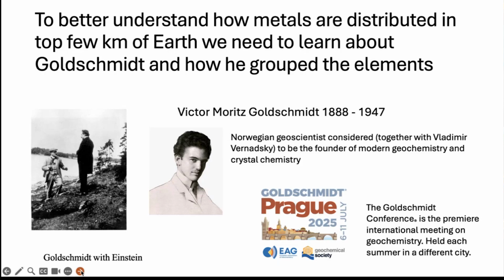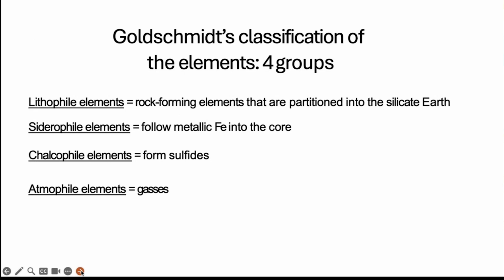Okay, so we're going to learn about Goldschmidt's rules, Goldschmidt's classification of the elements. We'll learn about Goldschmidt again in another lecture. So he broke out 4 different groups of elements, not by their abundance in the solar photosphere, not by their abundance in meteorites, but just how they behaved in the Earth. There's another element group that we could put in there, the biophile elements that make up us, but we're geologists, so we won't. So let's talk about lithophile elements, siderophile elements, chalcophile elements, and atmophile elements.